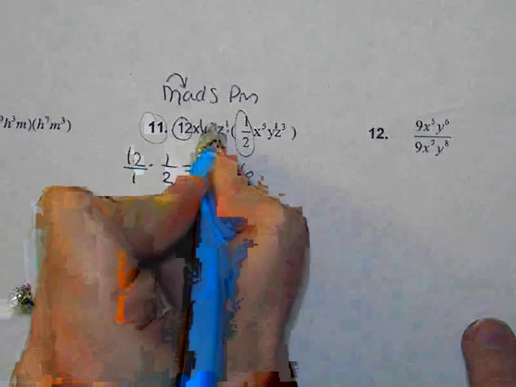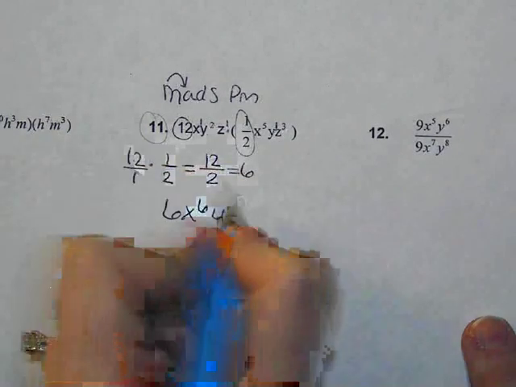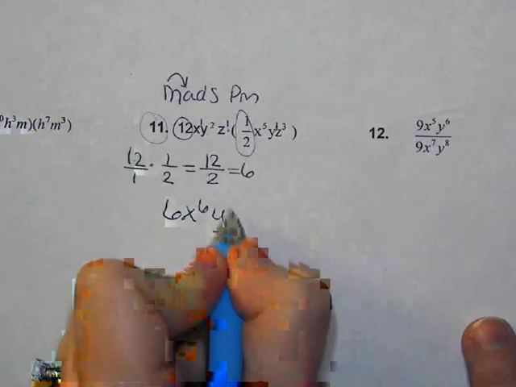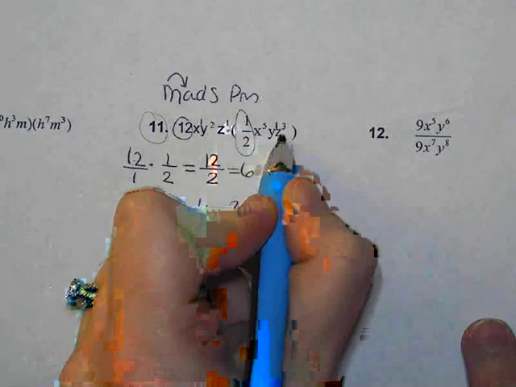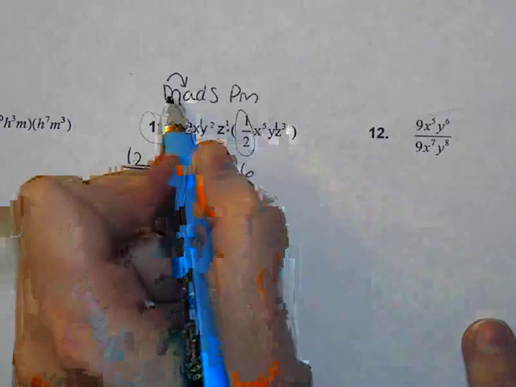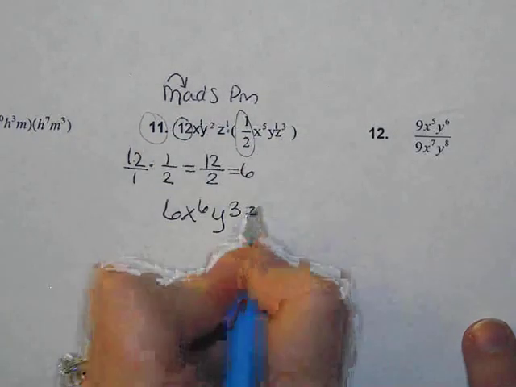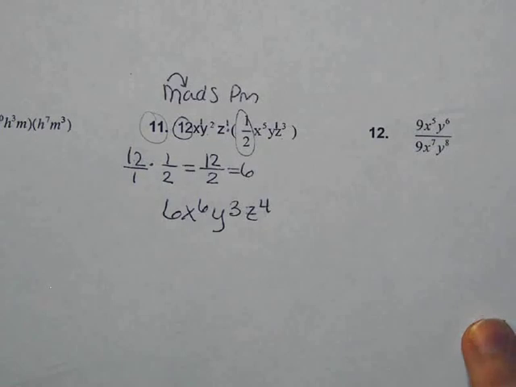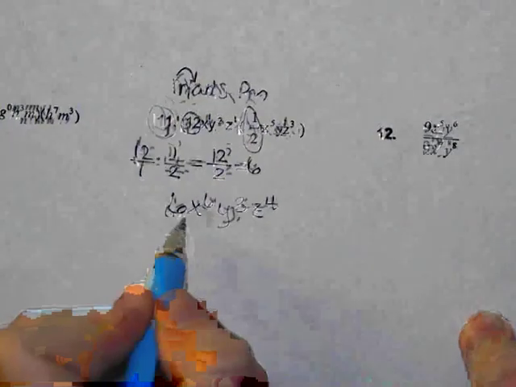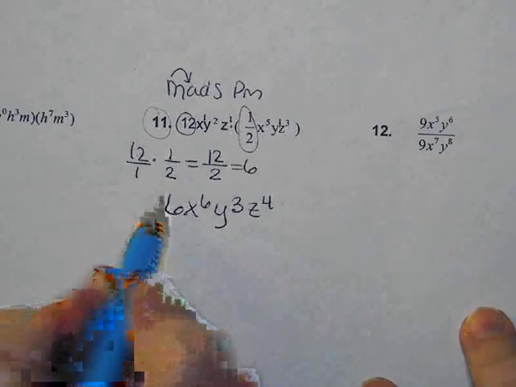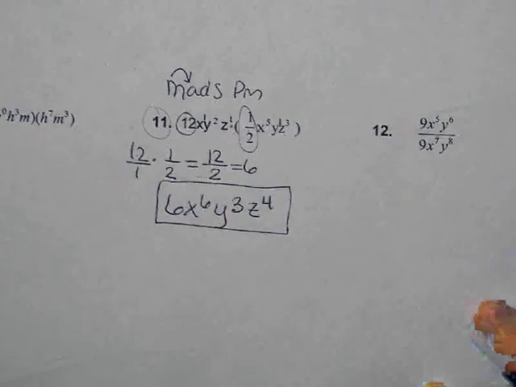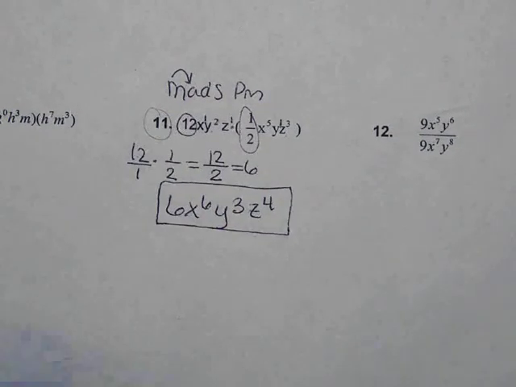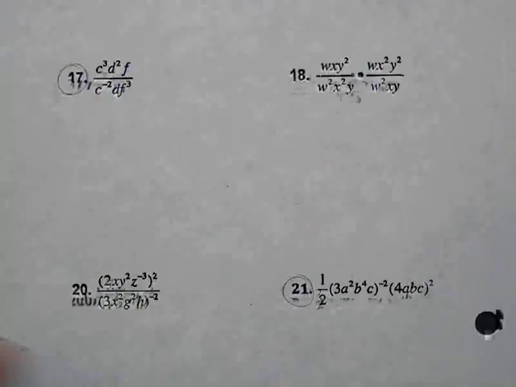Then I have y squared times y to the first multiplying, so I need to add my exponents. This would be y cubed. Z to the first times z cubed. I'm multiplying again, so I would add the exponents on z to get z to the fourth. My numbers are all combined. The coefficients are combined. My variables that are alike are combined, so that's as far as you can go. All right, on the back, number 13.